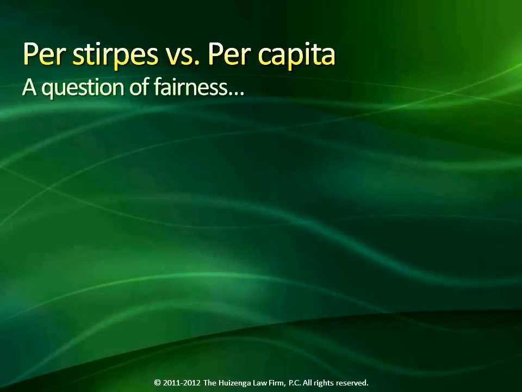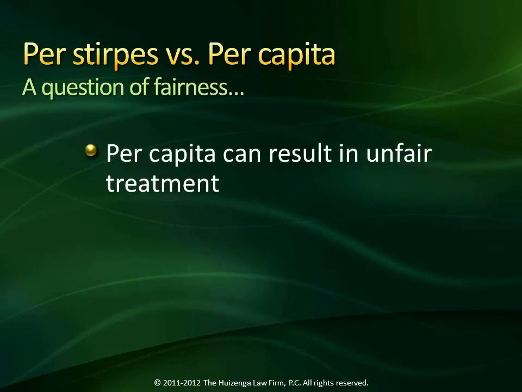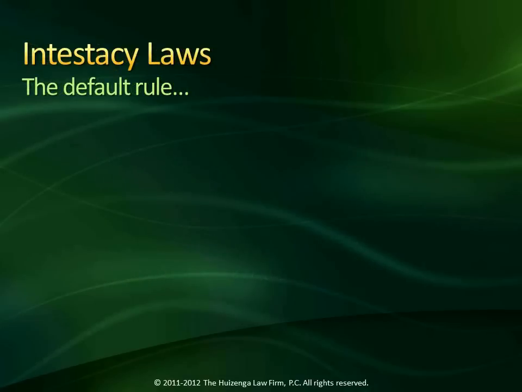Per capita distribution has the potential to cause certain heirs to be treated unfairly, which is why Iowa, and many other states, use a version of per stirpes as the default rule. Explain that default rule for our listeners.